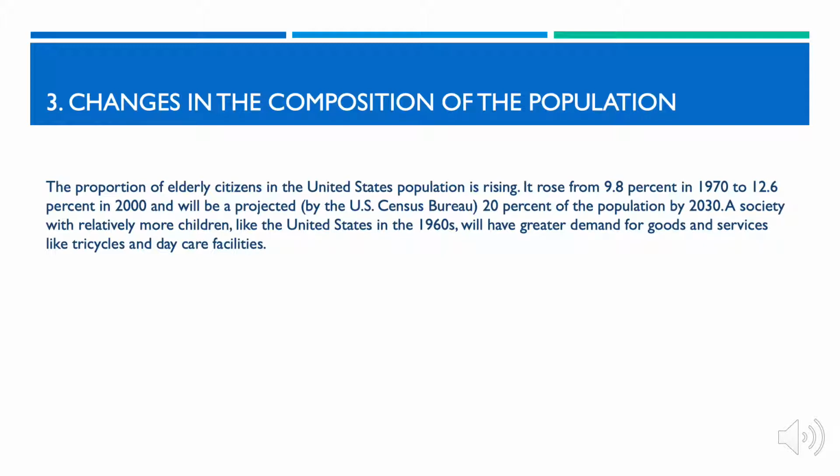Now, a society with relatively more elderly persons, as the United States is projected to have by 2030, has a higher demand for nursing homes and hearing aids. Similarly, changes in the size of the population can affect the demand for housing and many other goods. Each of these changes in demand will be shown as a shift in the demand curve.